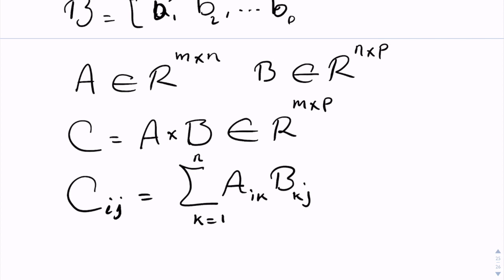So what does it mean? That means if you have a matrix and you wanted to find the element in the ith row and jth column, then you need to multiply the vector in the ith row by the vector in the jth column.